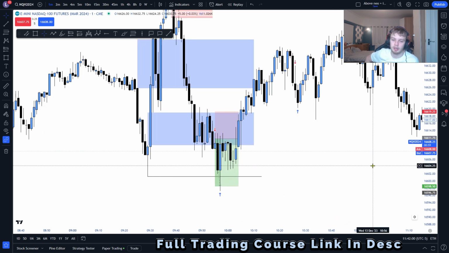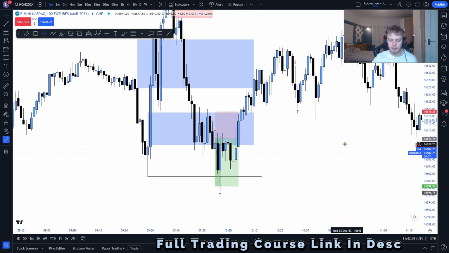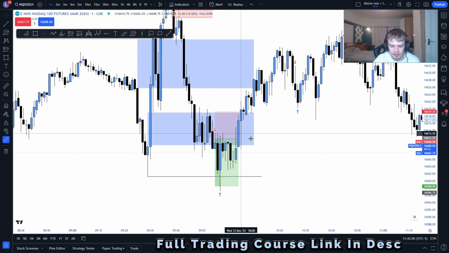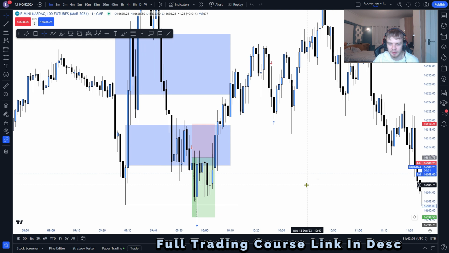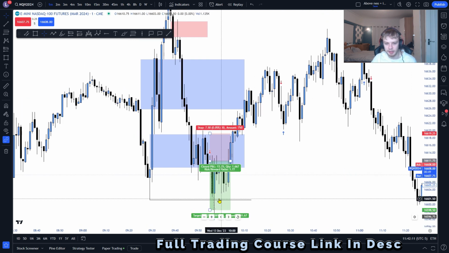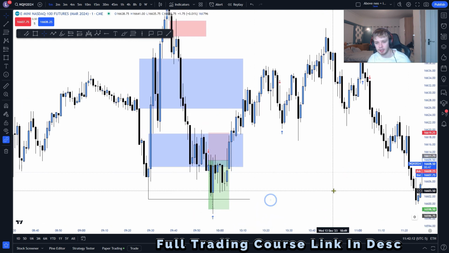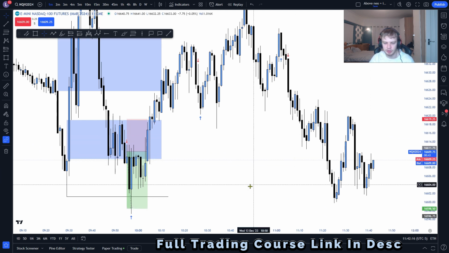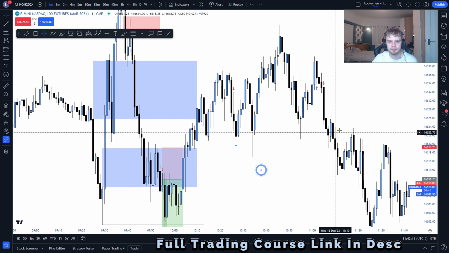Now you can do that quite a lot. You just have to be careful that we don't wick the liquidity and come straight back up. So if you're not an experienced trader, I would just recommend setting a limit order. But if you're a bit more experienced, then you can definitely just manually take the profit.